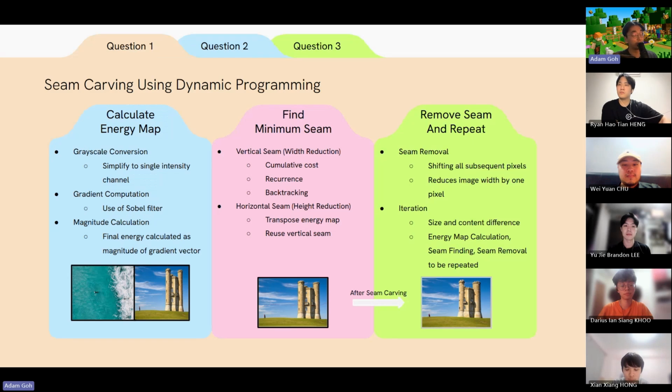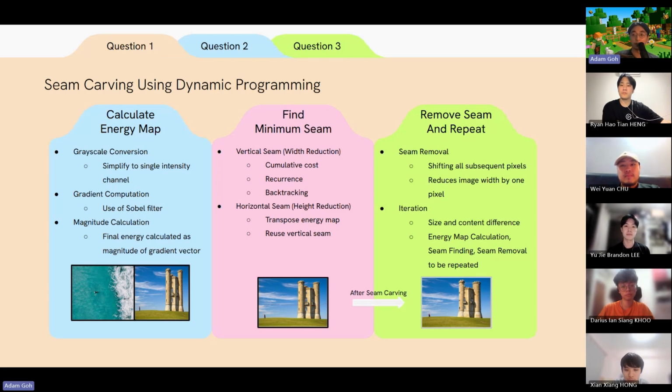So I'll begin with question 1, seam carving using dynamic programming. Seam carving is a content-aware image resizing technique. Instead of simply scaling or cropping the image, it removes the least important pixels by analyzing energy values.